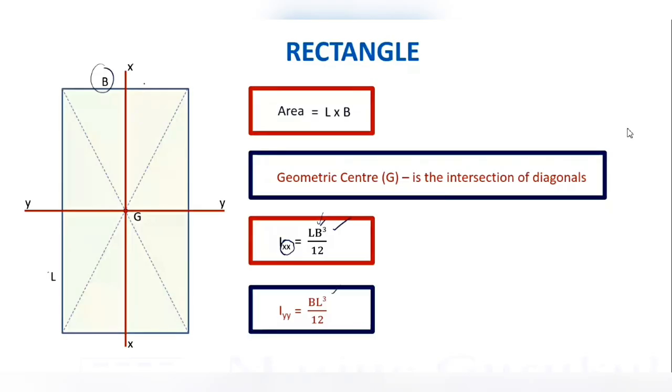Now, what is so special about XX and YY? Both are passing through the geometric center. If they don't pass through the geometric center, these formulas will not be valid. So both of them are passing through the geometric center and they are parallel to one of the sides. XX is parallel to length, YY is parallel to breadth, and you cube the side which is being cut by the axis.